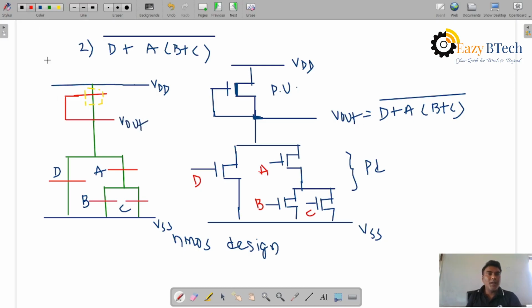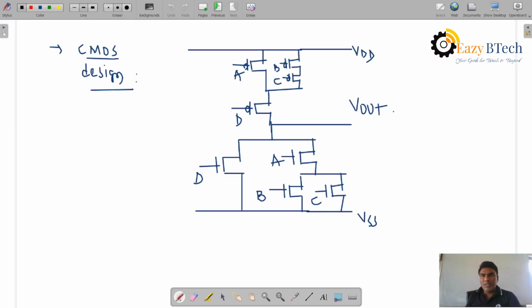So red over green. What are the colors here? Red, this is yellow, and this is blue. Green color is N diffusion. So what are the contacts? This is a contact cut, interconnecting two layers, metal and N diffusion. Now let us see the stick diagram for the CMOS design.